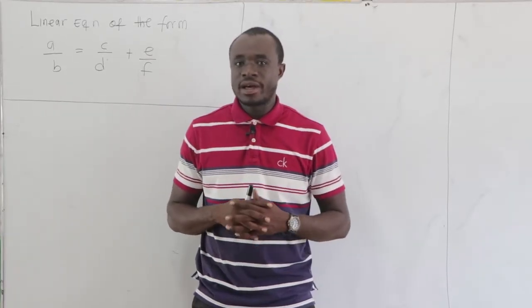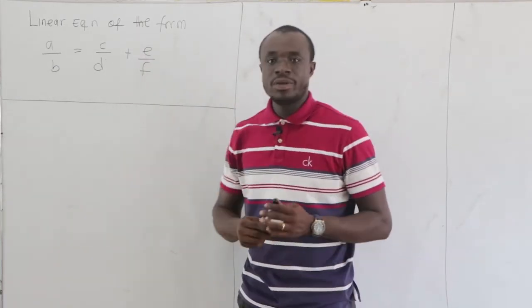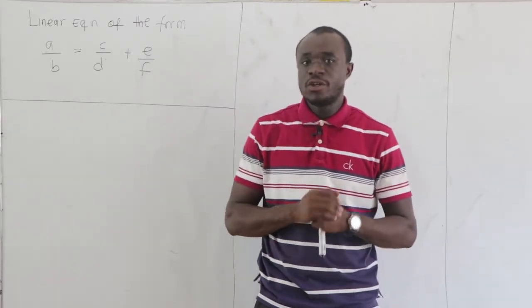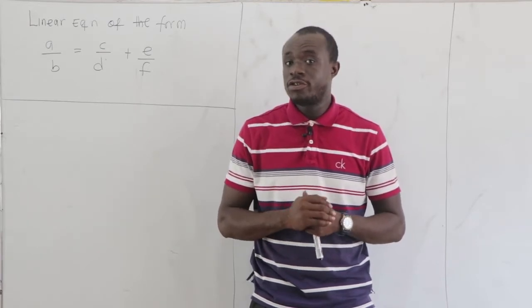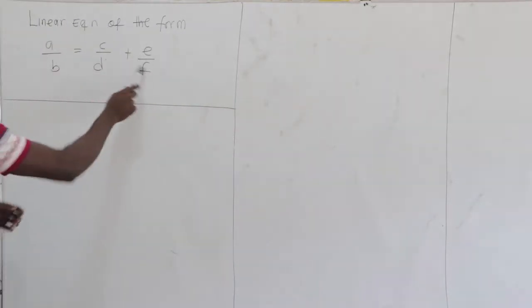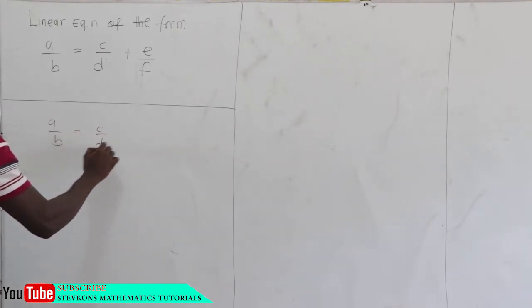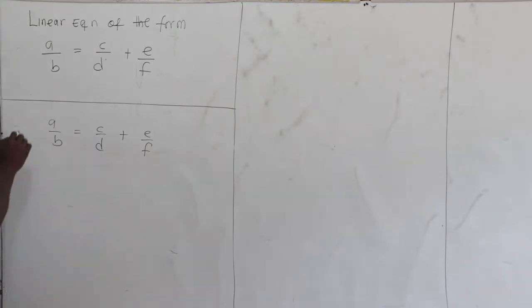We'd like to continue with our lessons. And now we'd like to consider linear equation of the form A over B equal to C over D plus E over F. Now, when you have an equation like this, how do we solve it? First, we have to multiply through with the LCM. And in this case, the LCM is BDF. So we have A over B equal to C over D plus E over F. So our LCM is BDF. So here we have BDF times the first one.